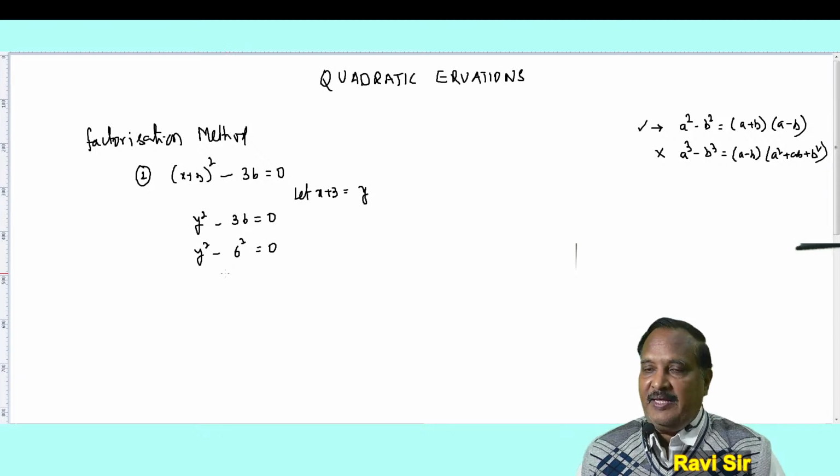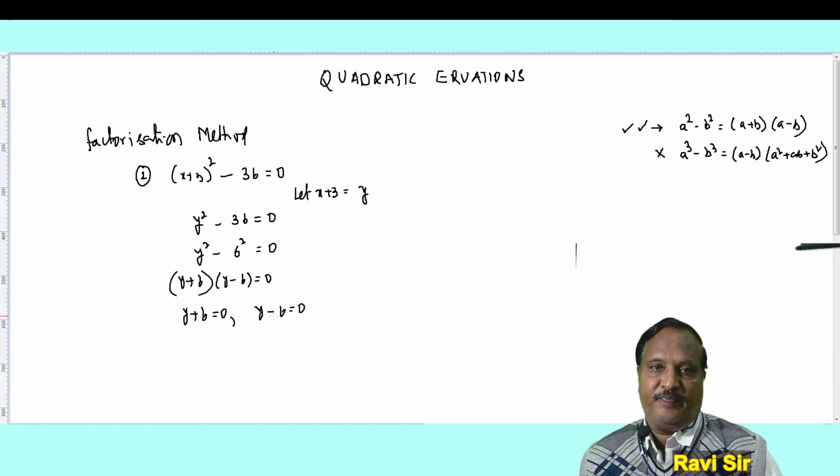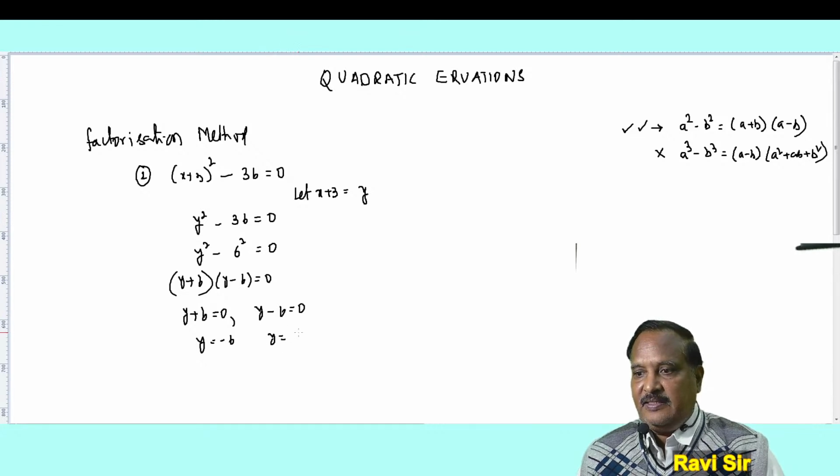So now apply the a square minus b square formula. Then it will become y plus 6 into y minus 6 is equal to 0. So y plus 6 is equal to 0 and y minus 6 is equal to 0. Okay, and this is y is equal to minus 6, sending plus 6 to the other side, and the other one is y equals 6. So the sum is not over.